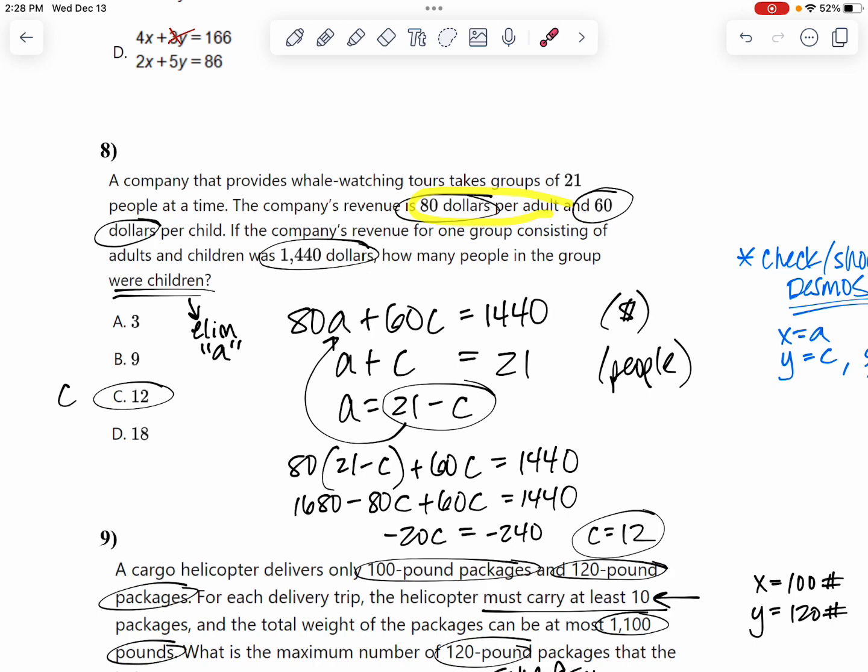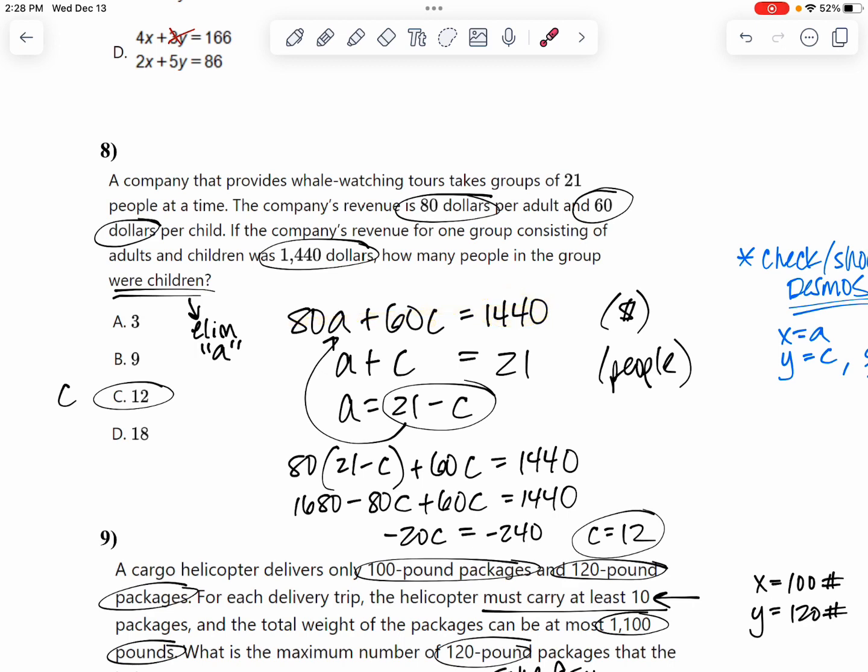80 per adult means 80A. 60 per child means 60C. And this is a dollar amount and this is a dollar amount. So I'm trying to find the other dollar amount to equal this equation to. Notice how everything in this line is a dollar amount. $80 adults, $60 children, total dollars. That is what I'm going to write for my very first equation.